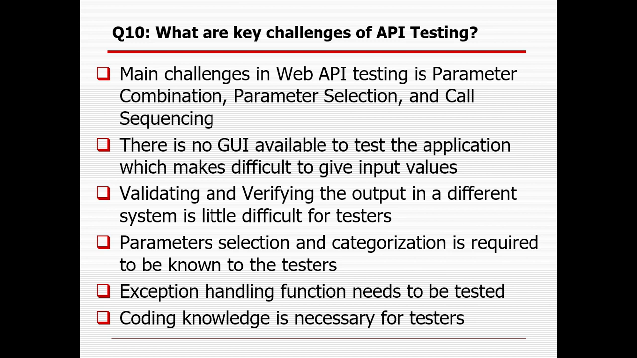What are the key challenges of API testing? For anything in the world, right, there will be some challenges, there will be some cons. Similarly, API testing also has some challenges. The main challenges in web API testing are parameter combination, parameter selection and call sequencing. There is no GUI available to test the application, which makes it difficult to give input values. Validating and verifying the output in a different system is a little difficult for the tester. Parameter selection and categorization are required to be known to the tester. Exception handling functions need to be tested. Coding knowledge is really required for the tester.